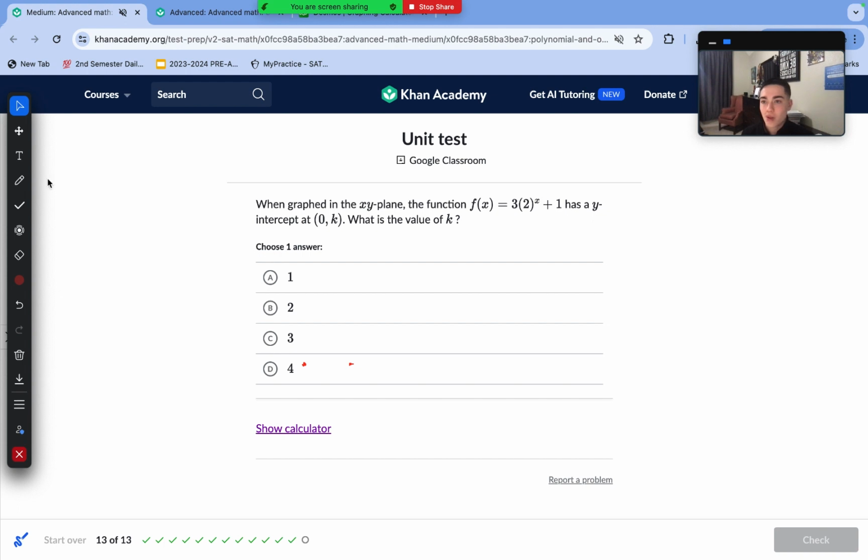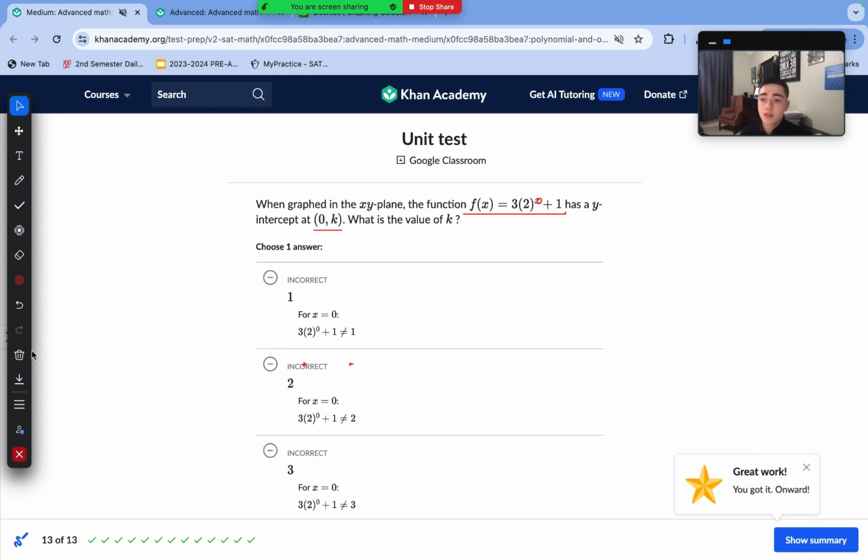Okay, we have this function, has a y-intercept of (0, k). What is the value of k? So we're going to substitute in 0 for x and find the corresponding y value. When x equals 0, 2 to the power of 0 is 1. 3 times 1 is 3. 3 plus 1 is 4. So that means answer choice D is correct.